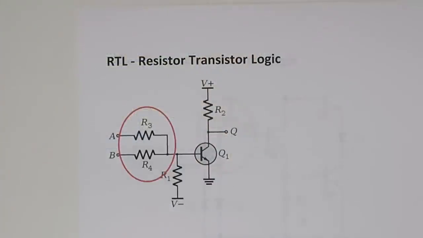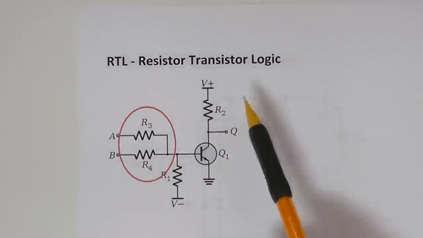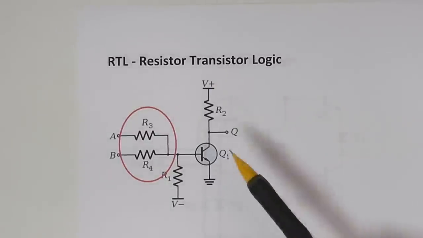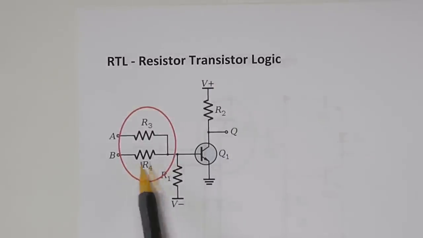I'm going to start with TTL. And before we talk about TTL, I'm going to talk about RTL and DTL. So let's take a look at what those are and I'll explain them. Starting with the immediate predecessor to TTL was RTL, resistor transistor logic, where inputs were through resistors into a transistor, RT.